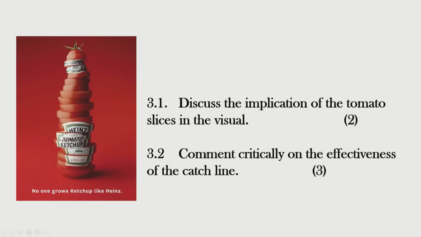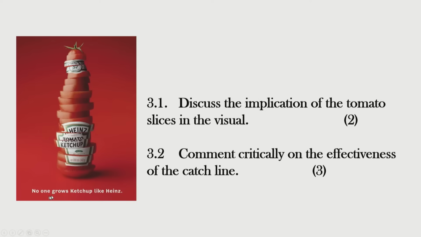And when you comment, you are commenting on it. And what are we commenting on? It's the effectiveness. Now, don't forget that. The effectiveness of what? The catch line. Do you think that's effective? Now, when you say on the effectiveness, you must start by saying it is effective or it is not effective. And then you go on to reason out why that is your opinion. Don't forget that this is a 3-mark question. And you've got to use logic and reasoning. Okay, so comment critically on the effectiveness of the catch line.